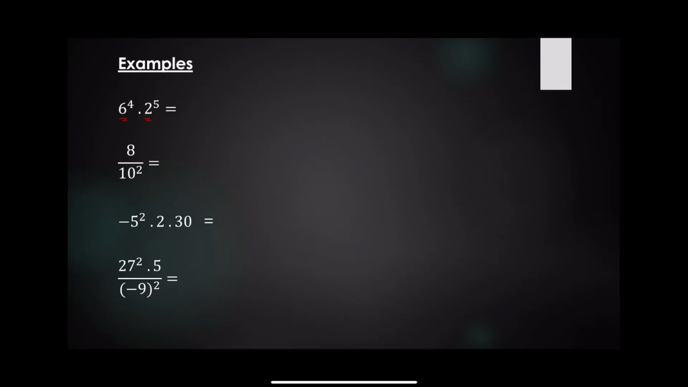But can we write 6 in terms of 2? Yes. 6 can be written as 2 times 3, to the power 4. So I replace 6 with 2 times 3, times 2 to the power 5. So this will become 2 to the power 4, and then 3, we can distribute, 3 to the power 4, and 2 to the power 5.